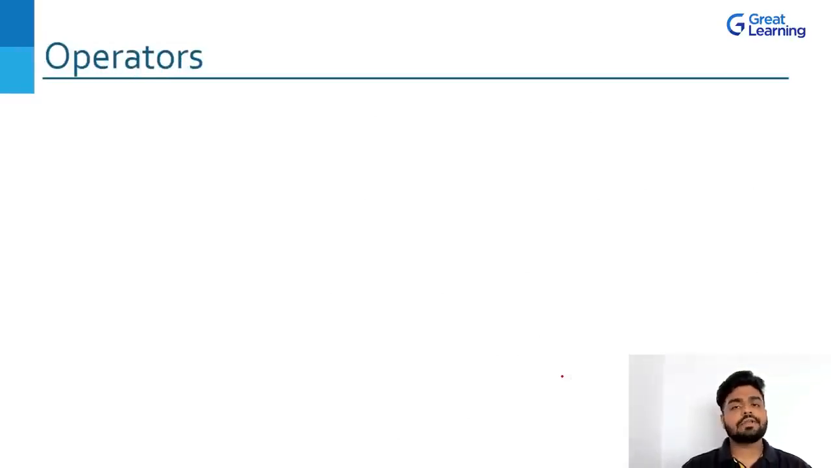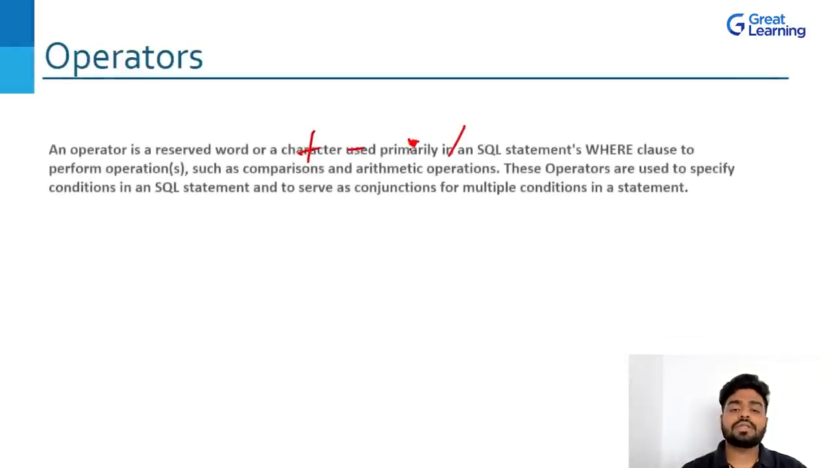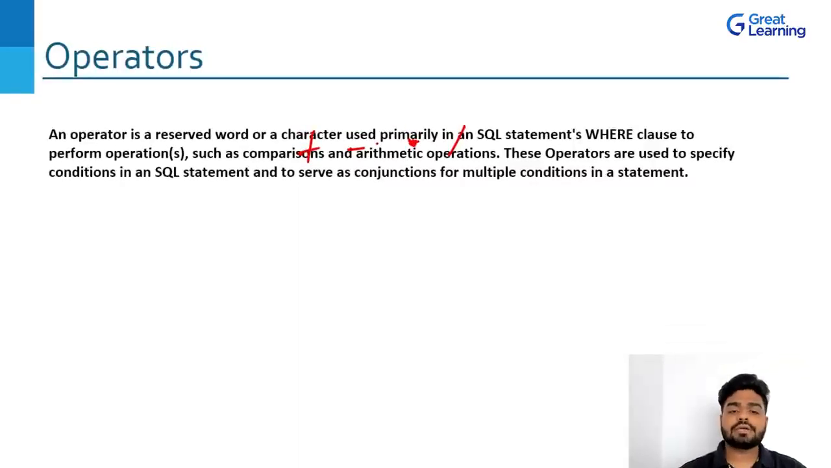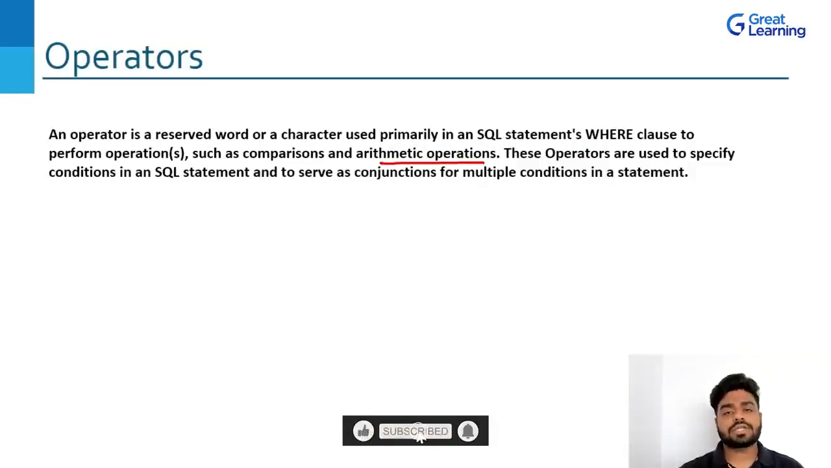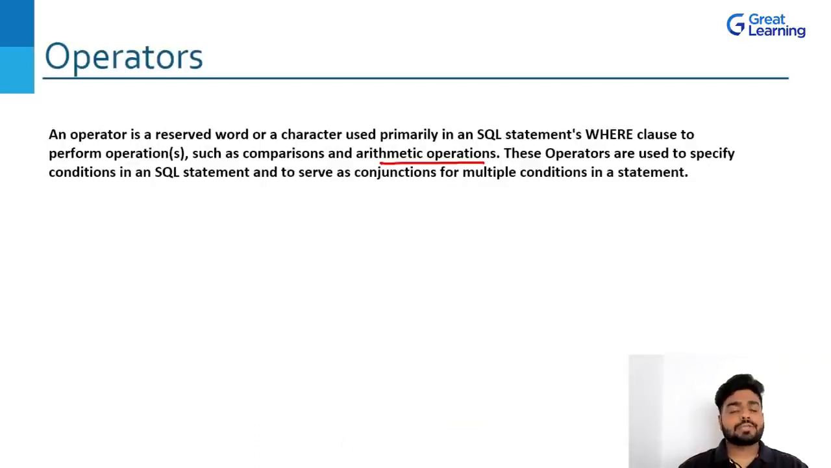In operators, we have a lot of operators which we use in Oracle, but the most common ones are plus, minus, multiplication, and division. Why are these the common ones? Let's understand. An operator is a reserved word or a character used primarily in an SQL statement's WHERE clause to perform operations such as comparison and arithmetic operations. Arithmetic operations I have just told you. These operators are used to specify conditions in a SQL statement and to serve as conjunctions for multiple conditions in a statement.